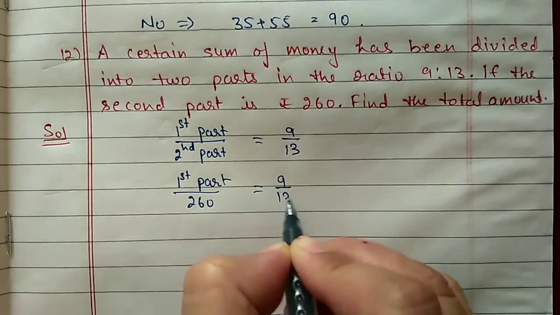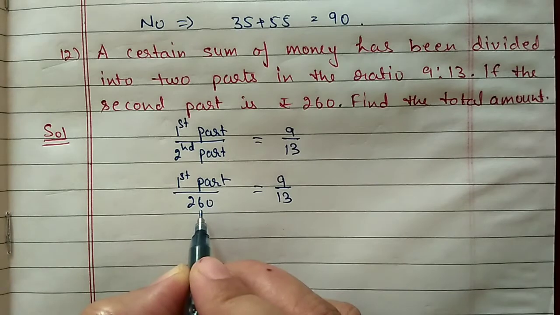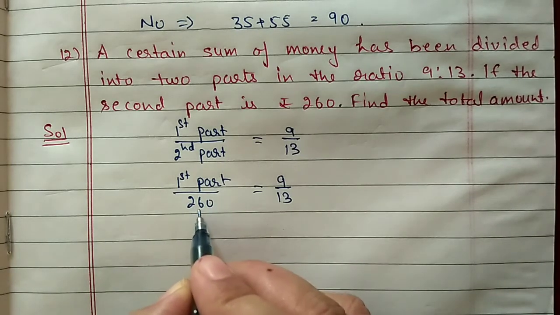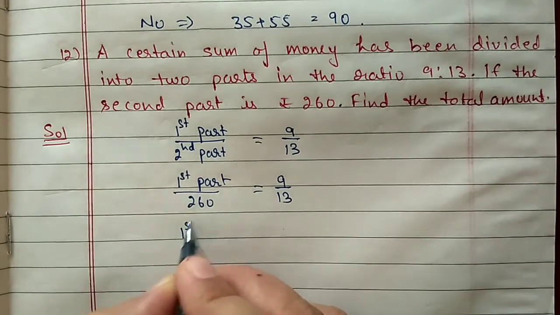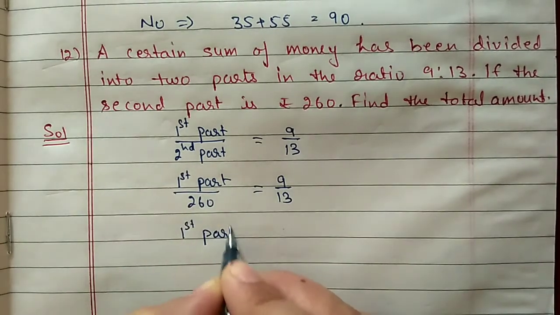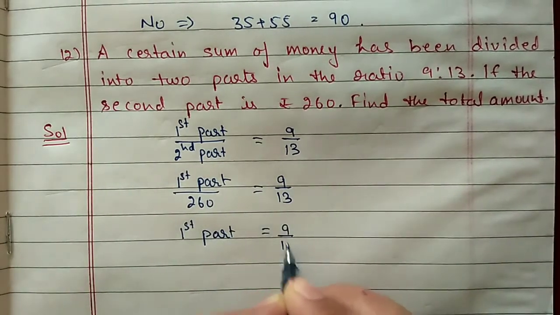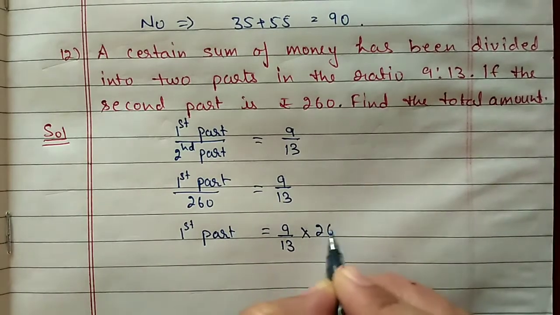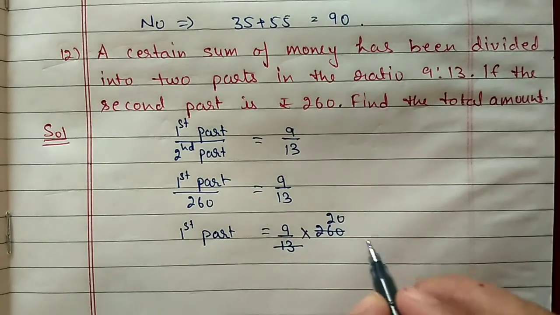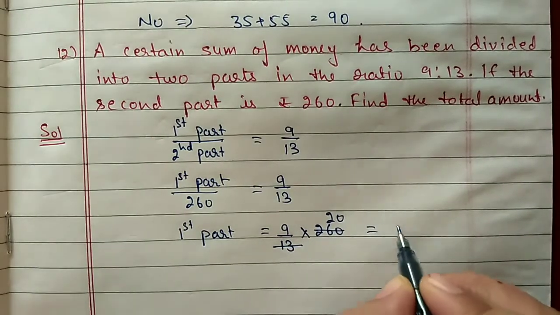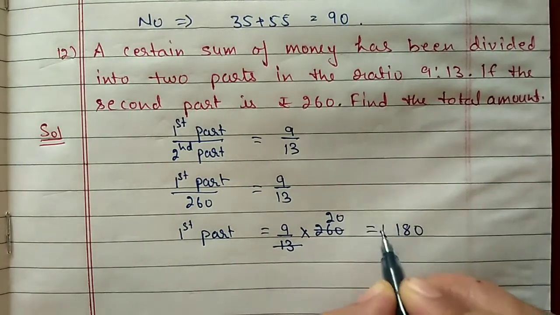In place of the second part we can replace the value of the second part. Now this 260 is here in division, shift it to the other side, it will go for multiplication. So the first part will be 9 by 13 into 260, and by 13 you can cancel, 13 twos are 26, 0 as it is. So the first part is 9 into 20, 180 rupees.